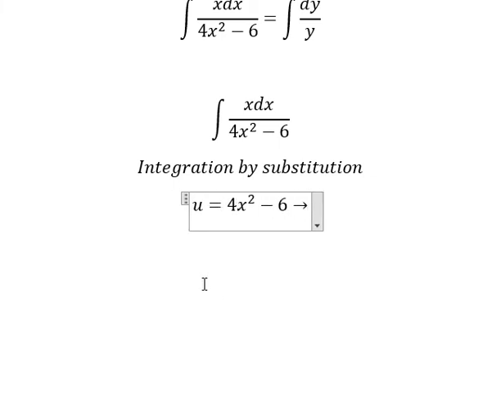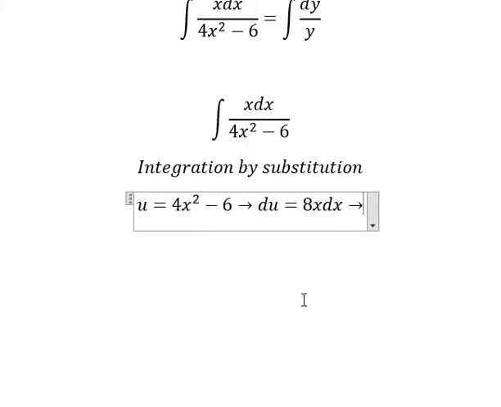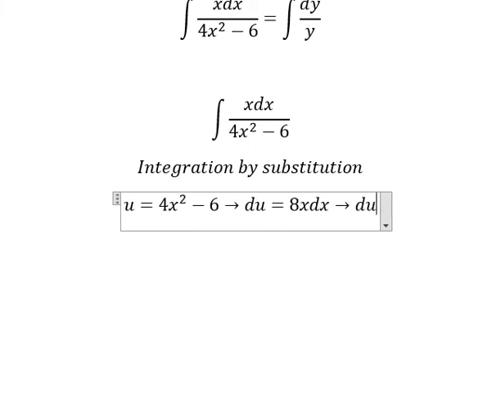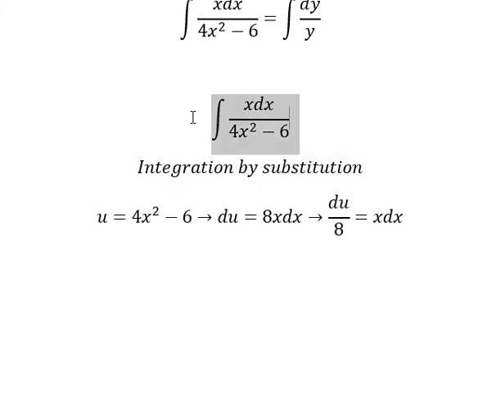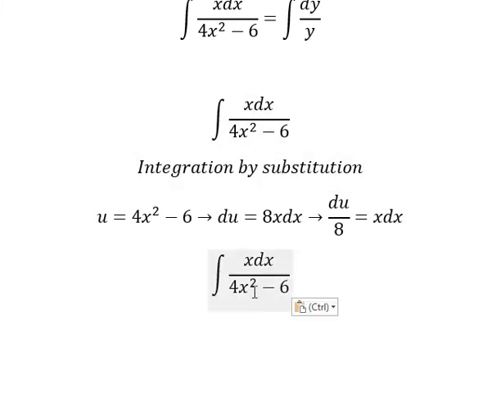So if we first take the derivative of both sides, we have 8s ds. Next, we divide both sides by the number 8. So this one we change to u. s ds we change to du over 8.